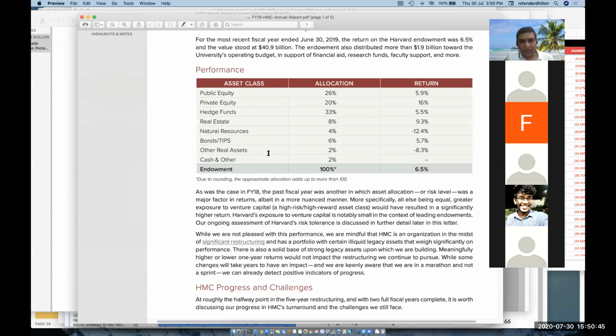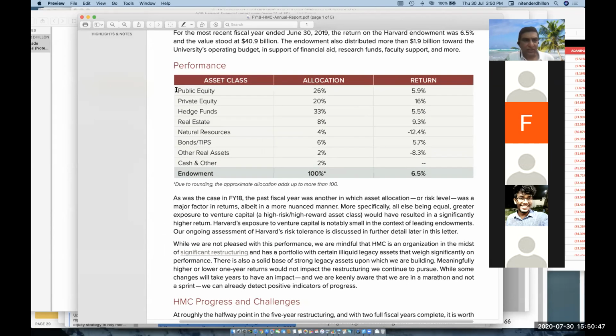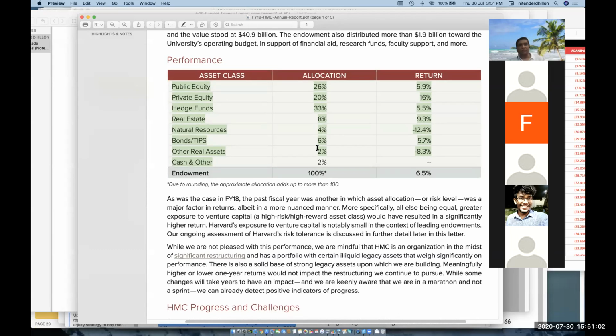With this money, the money goes around getting invested in all kinds of asset classes: public equity, private equity, hedge funds, real estate, natural resources, some portion into bonds, and some portion kept as cash. This is how the 100% of the allocation has taken place here. From this allocation a certain return is generated, and on average it is generating around 6.5% return.